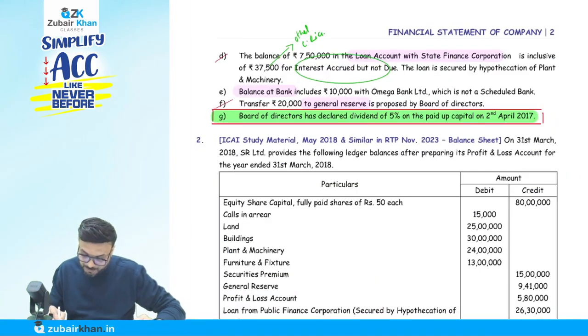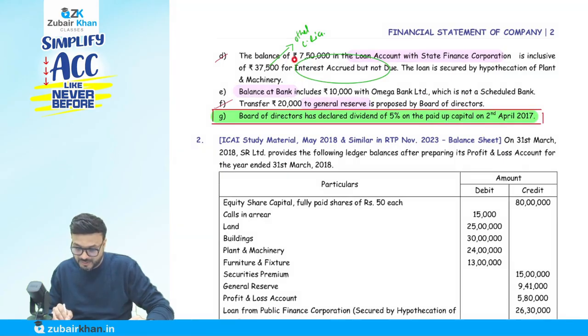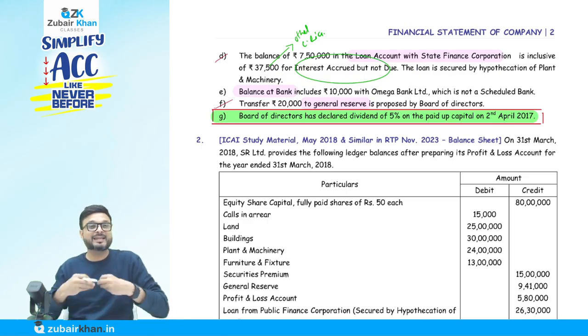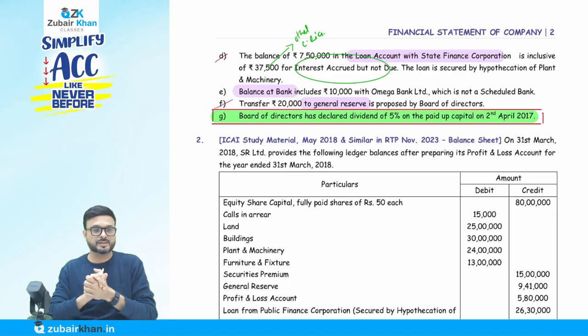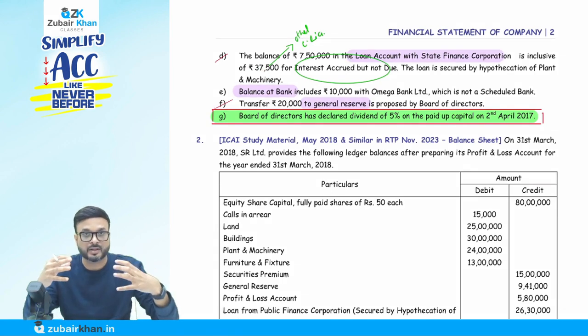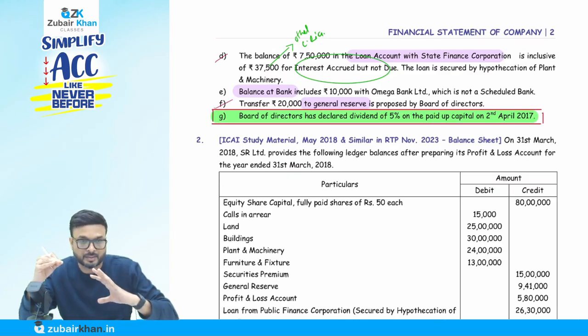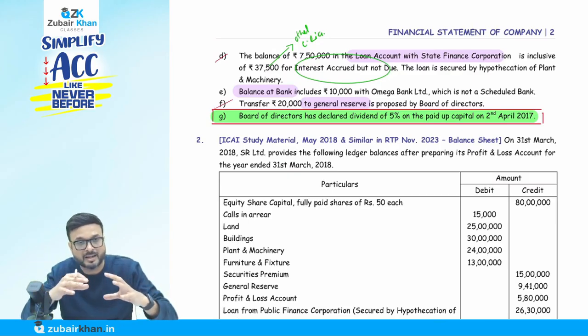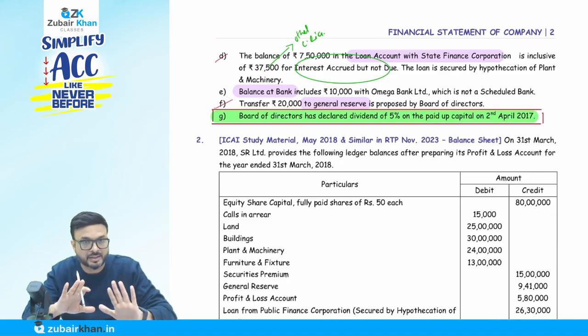Don't worry. Now they say the balance of rupees 7,50,000 in the loan account with the State Finance Corporation is inclusive of rupees 37,500 for interest accrued but not due. This loan is secured by application of plant and machinery. So they are telling us that out of the 7,50,000 loan amount appearing in the trial balance, 37,500 is payable in the form of interest. Interest accrued but not due, that portion is basically other current liability. We discussed it today.